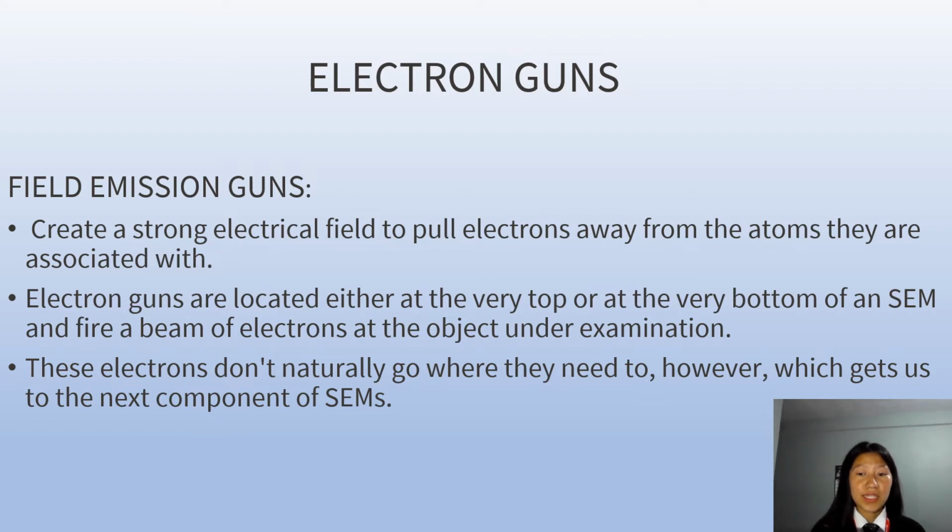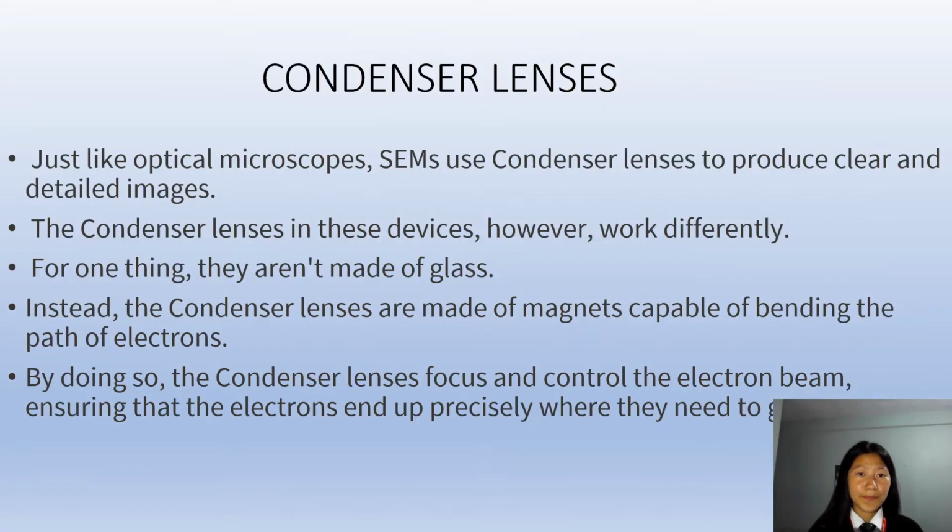Electron guns are located either at the very top or at the very bottom of a SEM and fire a beam of electrons at the object under examination. These electrons don't naturally go where they need to, however, which gets us to the next component of SEM.